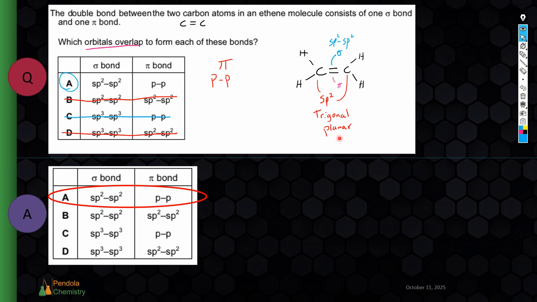Another thing that you have to be careful about is which bonds they are talking about, because they are saying which orbital overlaps to form each of these bonds. And they're referring to the double bond between the two carbons. Had they been referring to the single bond between carbon and hydrogen, then there would be only one sigma bond there, and the overlap would be sp2 with an s, because hydrogen, like we said, does not hybridize. So be very careful which bonds they are asking you about, and be able to look at an atom and figure out its hybridization based on its shape.